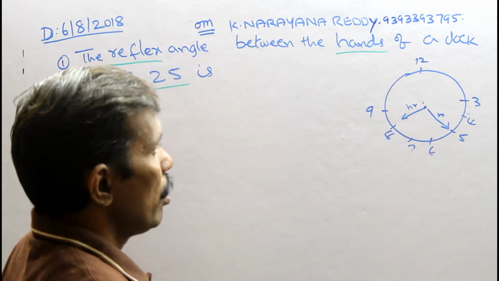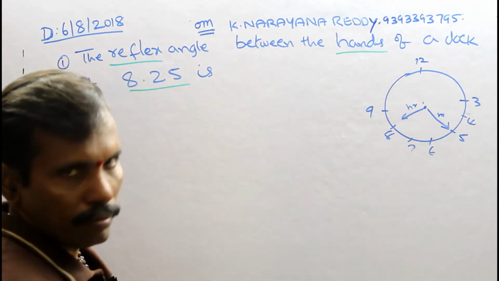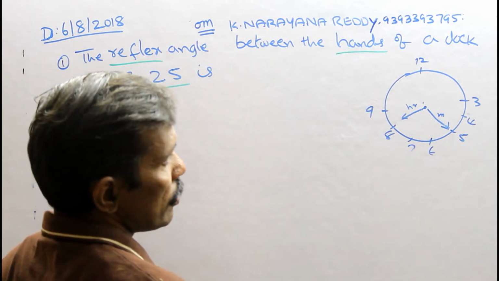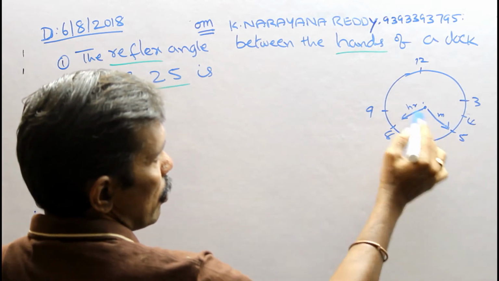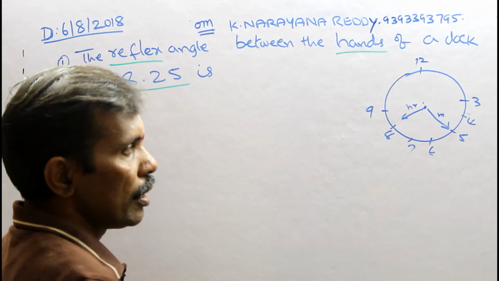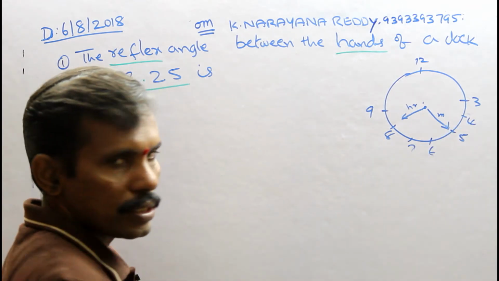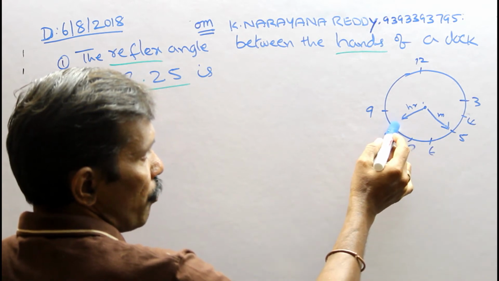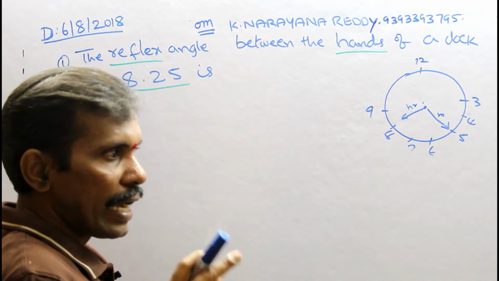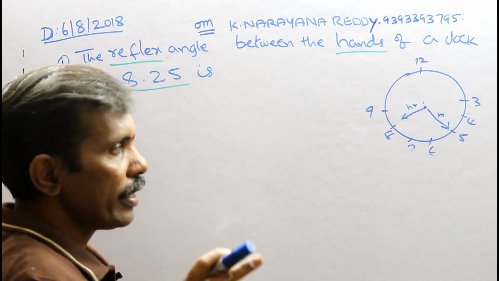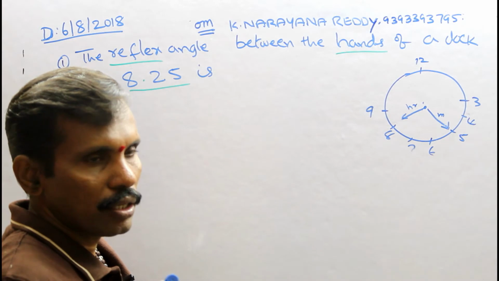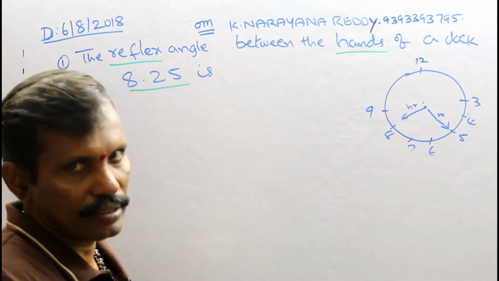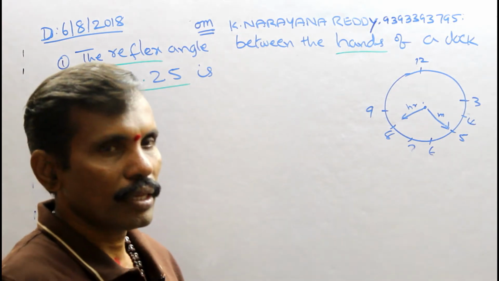Okay. At 8:25, what is the angle between them? That we have to find out. How many spaces are there? Totally there are 60 spaces. In each gap there are 5 spaces. 5, 10, 15 spaces. Each space is equal to 6 degrees. 15 spaces is nothing but 90 degrees. So the answer is more than 90 degrees. That is simple logic. Please observe here.